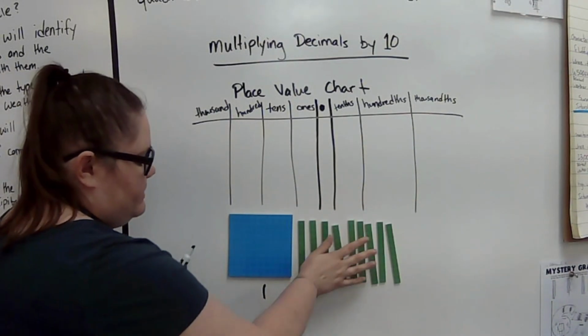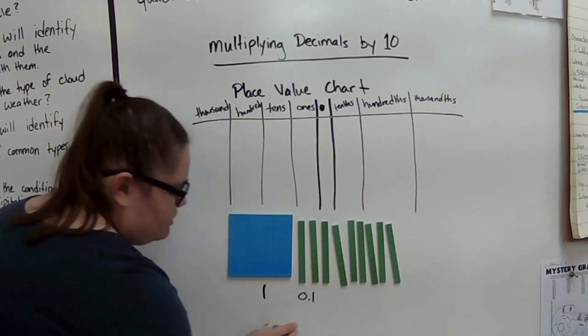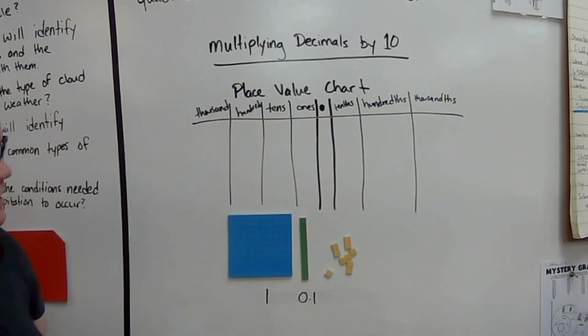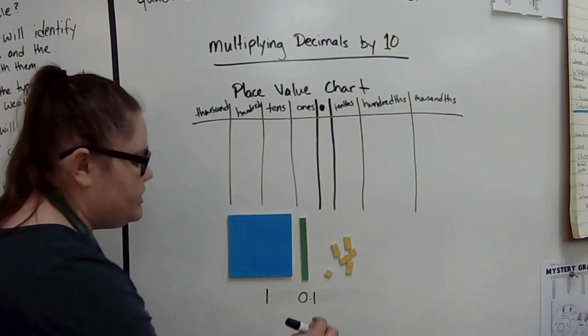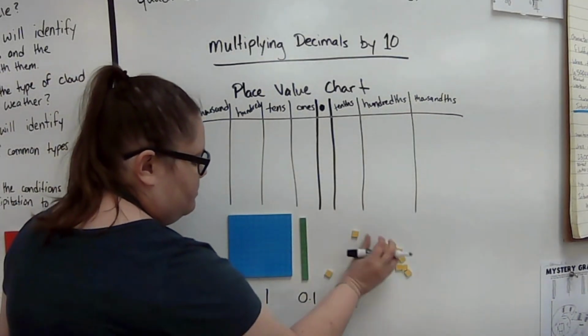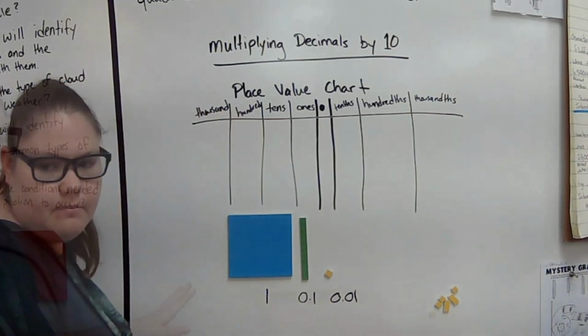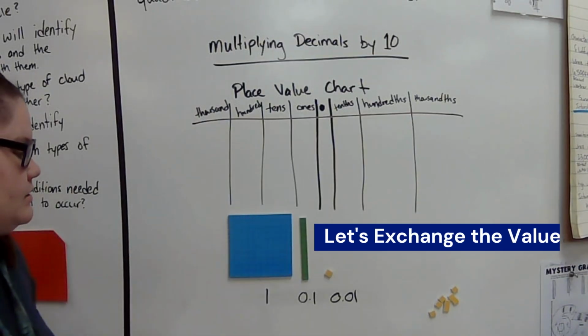Now I have 10 of these. One of these rods would be worth 1/10. If I exchange this for 10 of these, they would become my hundreds, and one of these would equal 100. It works the same way even if I change the value of the blocks.